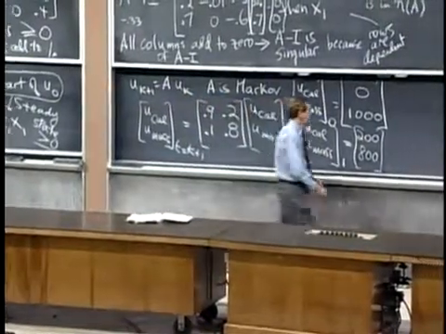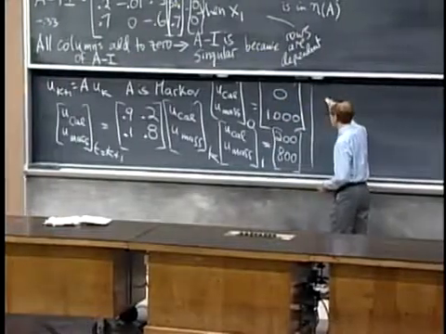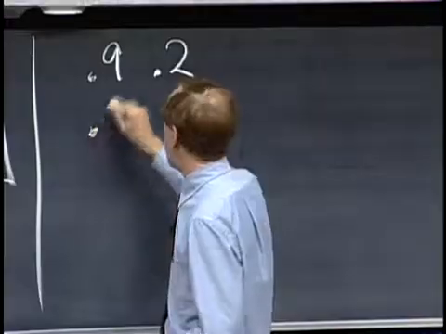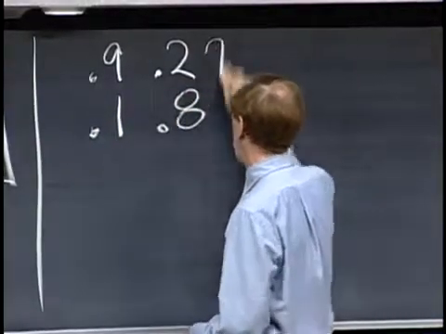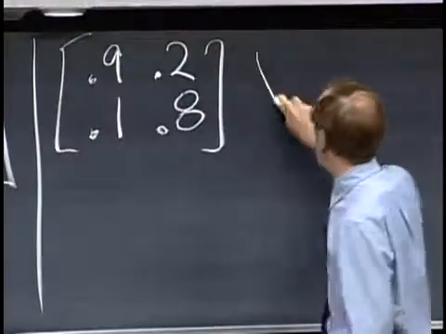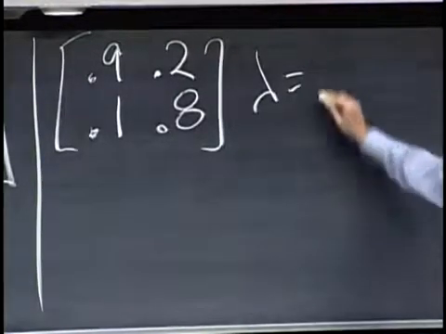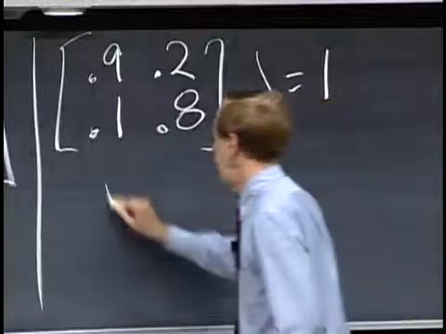Okay, so let's do it. So there's the matrix 0.9, 0.2, 0.1, 0.8, and tell me its eigenvalues. Lambda equals, so tell me one eigenvalue. 1, thanks. And tell me the other one.